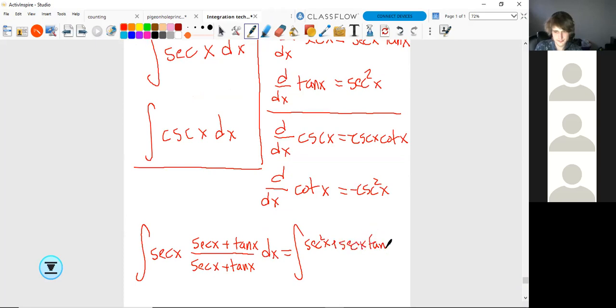Well, it's over sec x tan x, and one of them is just the derivative. Actually, and it is derivative. Yeah, yep. The entire thing's the derivative.